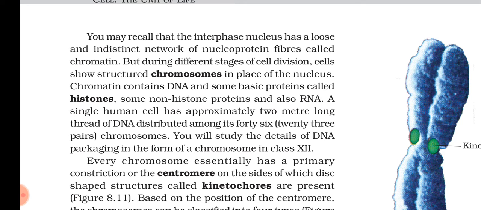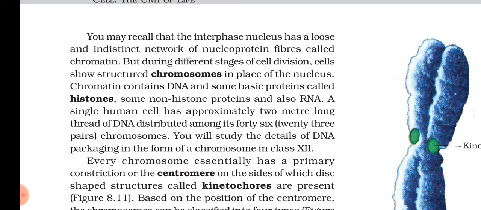If you see the human cell, each cell has around 2 meter long DNA. Just imagine, that much long DNA is condensed in each chromosome. That means the 2 meter long DNA is condensed in the 46 chromosomes of a human cell. And this we will study next year, how this DNA is packed inside the chromosomes.